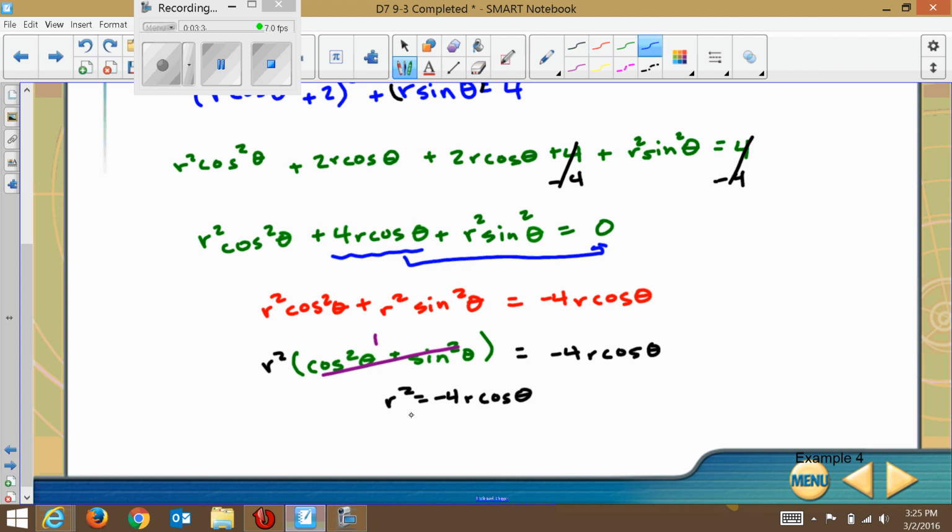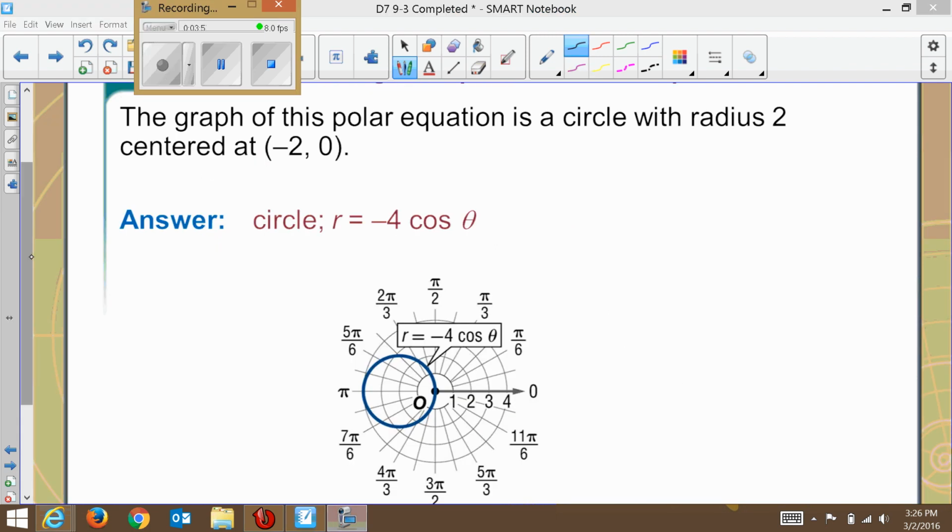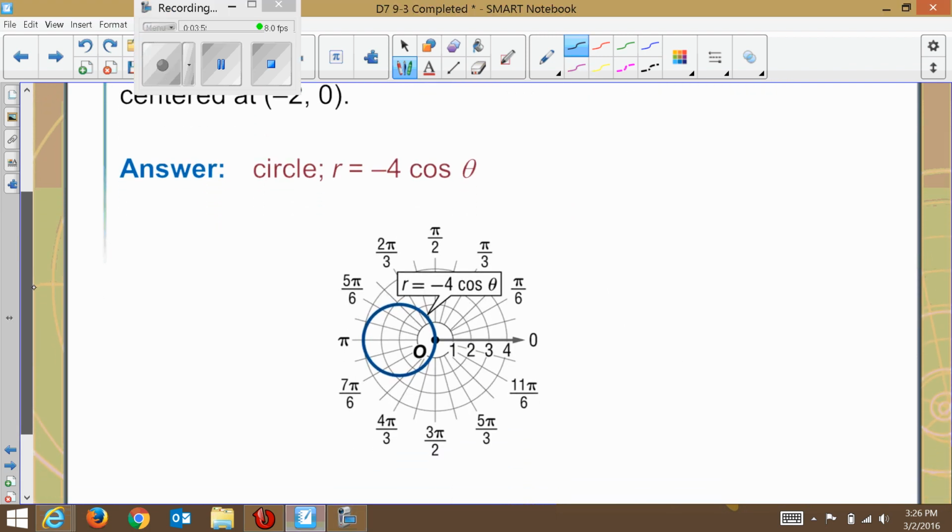Finally, last step, they both share an r, so I can divide both sides by r. And what happens is the r over here cancels, and one of these r's also cancels. So I'm left with r equals negative 4 cosine theta. So the graph in polar would look like this. It's a circle. So it's negative 4 cosine theta.